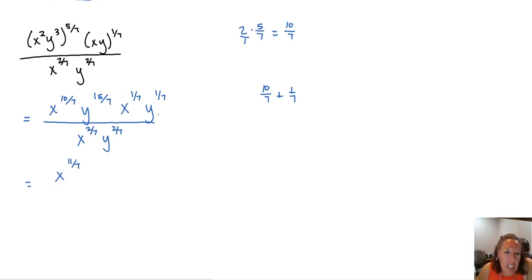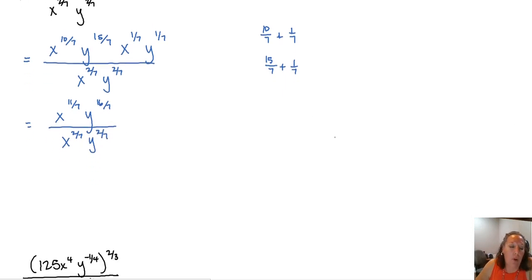Y to the 15/7 times y to the 1/7. We're going to add 15/7 plus 1/7, and that's going to give us y to the 16/7 all over x to the 2/7 times y to the 2/7. Now we have a power divided by a power with the same base, so we can subtract those exponents. And so we're going to get 11/7 minus 2/7 gives us 9/7.